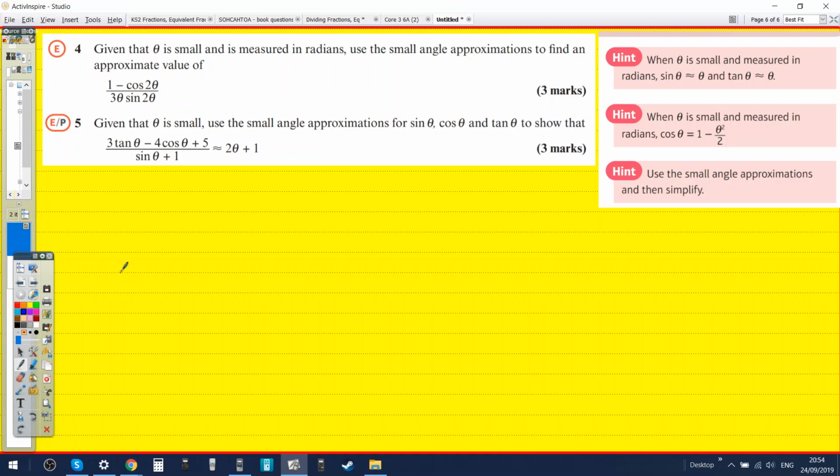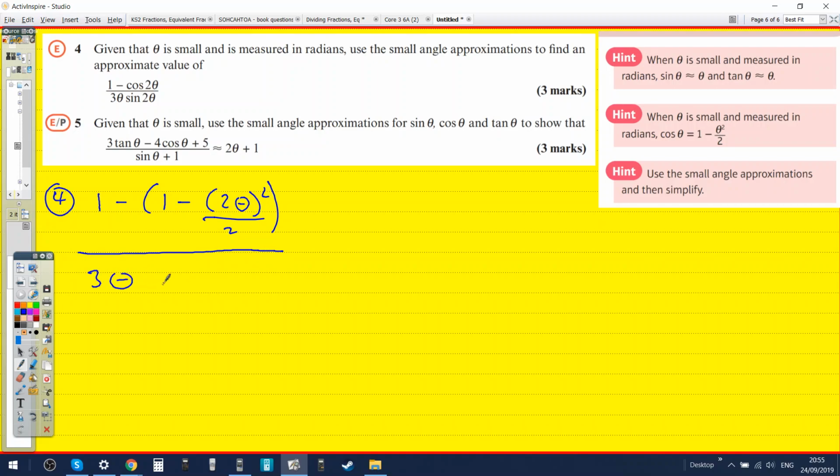Find the approximate value of 1 minus 2 theta. So we would rewrite that top one as 1 minus 1 minus 2 theta squared over 2, and then 3 theta times 2 theta. And that can be simplified to 2 minus theta squared over 5 theta.